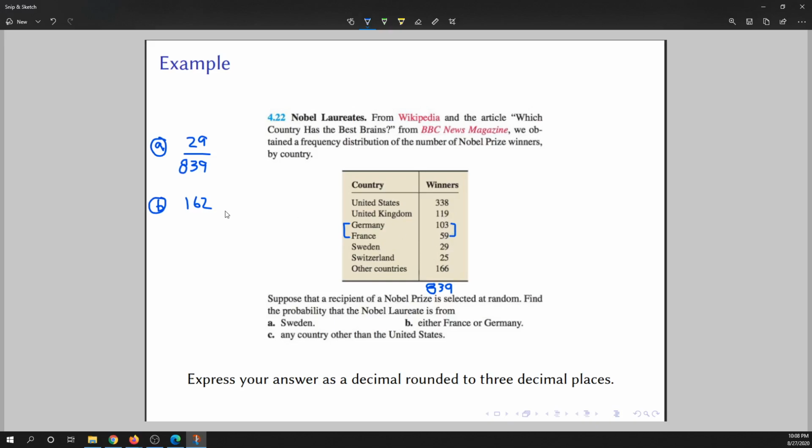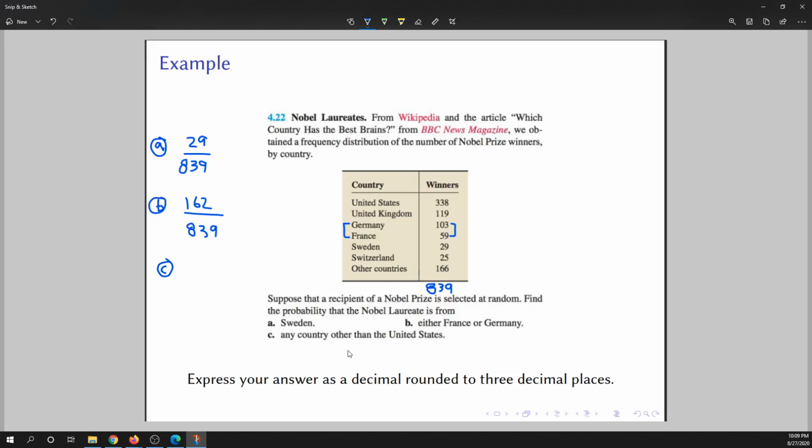9 + 3 = 12, carry the 1, 6, yeah. So 162 divided by 839. So that's the probability that a randomly selected prize winner is from France or Germany.